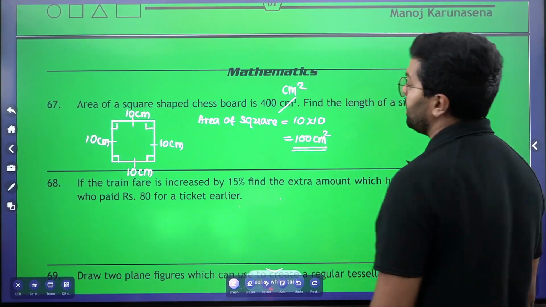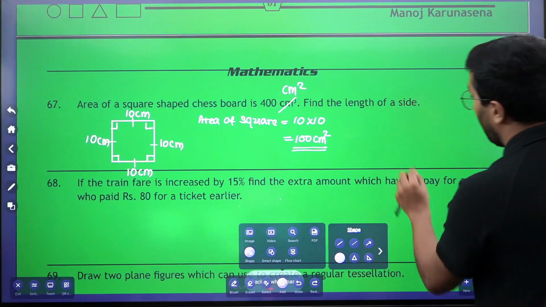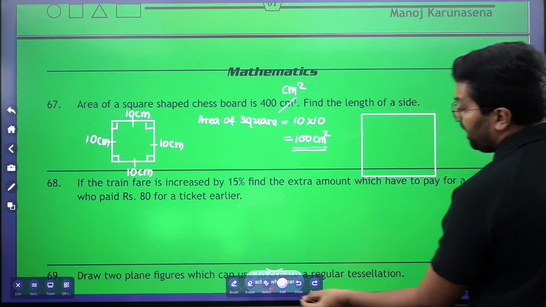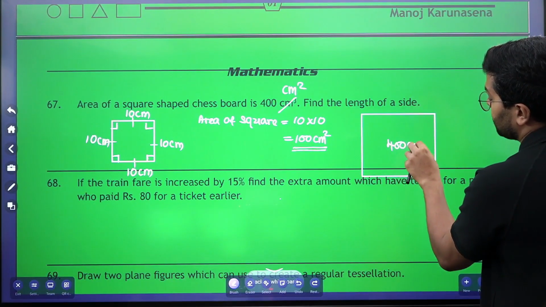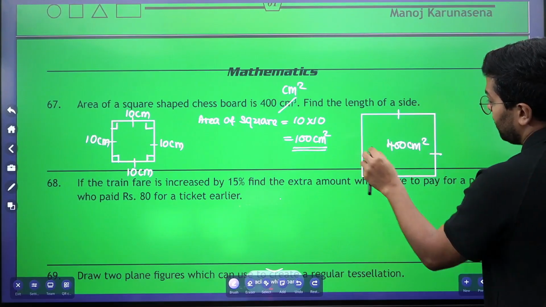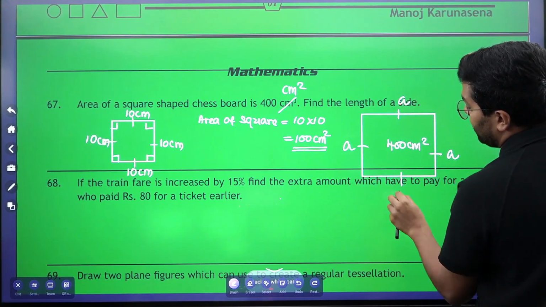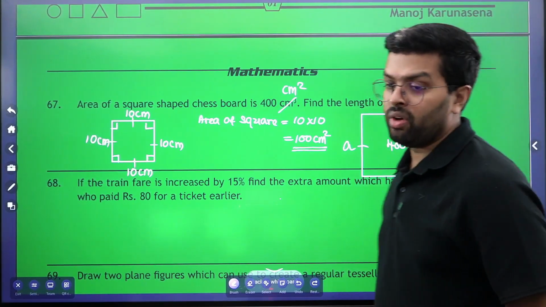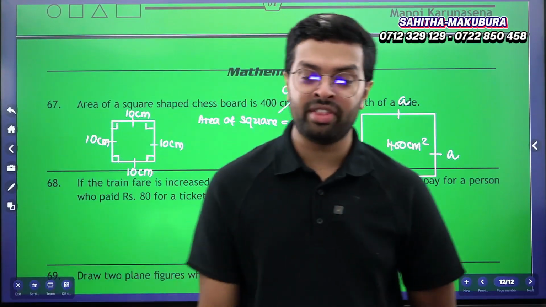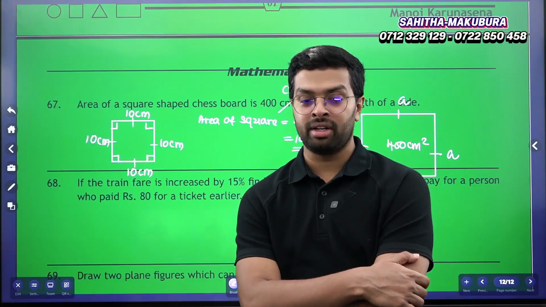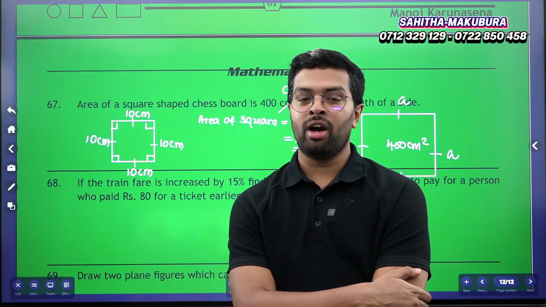100 square centimeters. Now the question we have is, there is a square whose area is 400 square centimeters. It is asking us what is the length of a side, right? So it is not 10 centimeters, right? If the length is 10 centimeters, then the area is 100. So how are we going to get the answer?